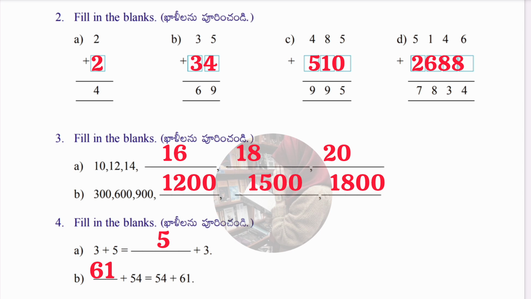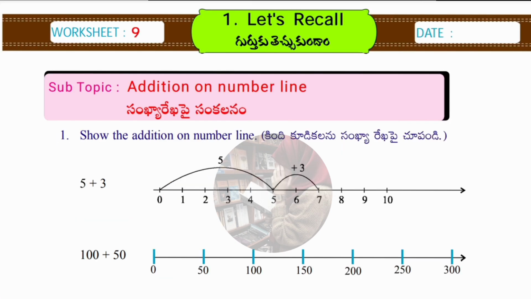Okay guys, now we'll see the next worksheet, worksheet number 9. Here we have to show the addition on the number line. Here 5 plus 3 is 8. Now we have to show it on this. So first move 5 steps, then move 3 steps, meaning 5 plus 3, it should touch 8. Because 5 plus 3 is 8, that's why it should touch 8. But here it has been given wrong, so just correct it. It should come up to 8.